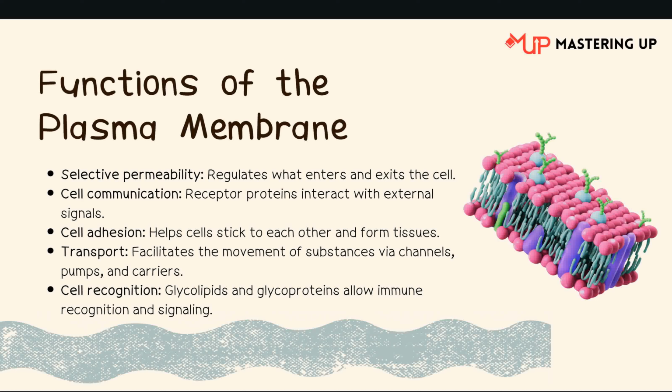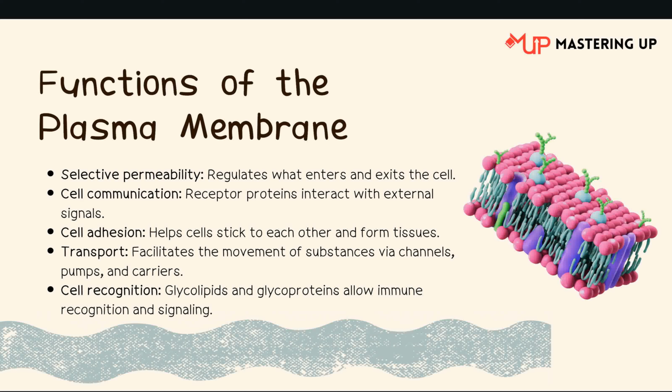The membrane also plays a crucial role in cell communication. Receptor proteins embedded in the membrane can interact with signal molecules from other cells. This allows cells to respond to the changes in their environment and communicate with each other. In multicellular organisms, the plasma membrane aids in cell adhesion, allowing cells to stick together to form tissues. This is important in processes like wound healing and development.